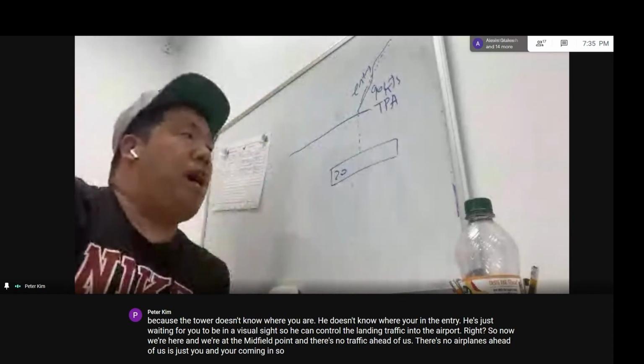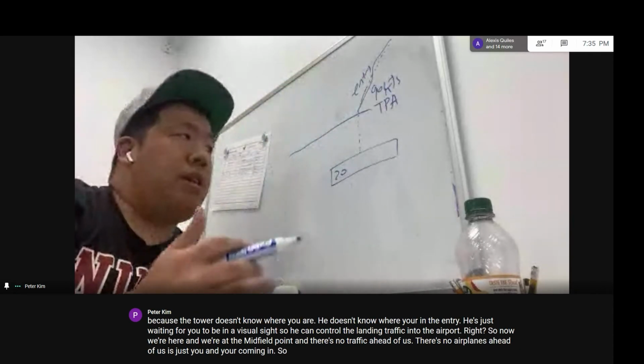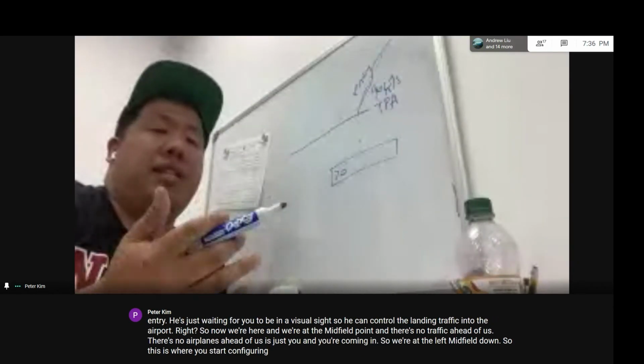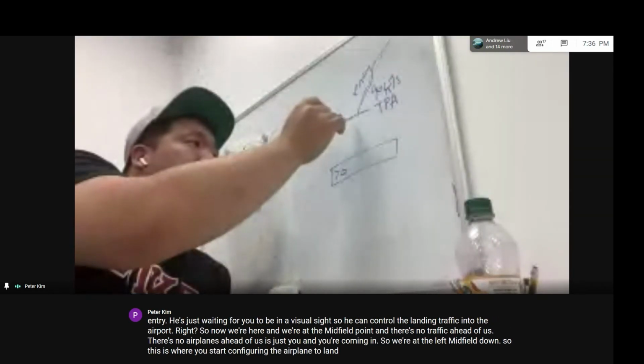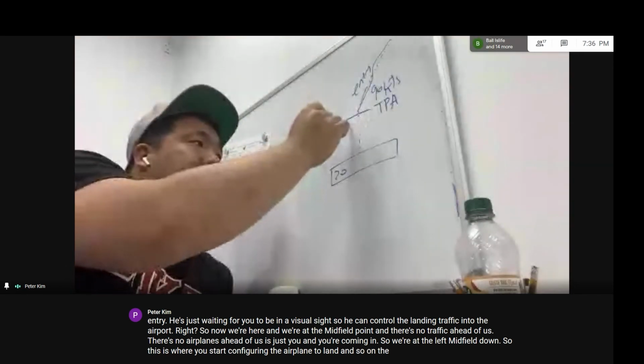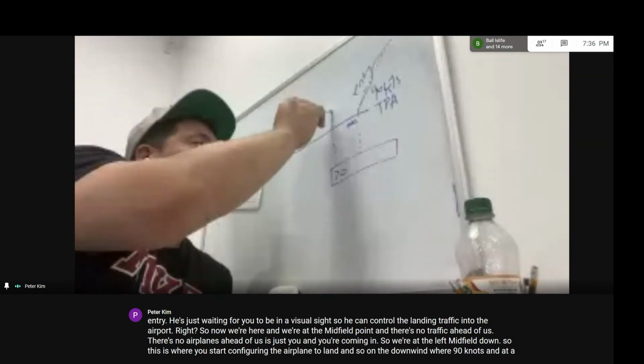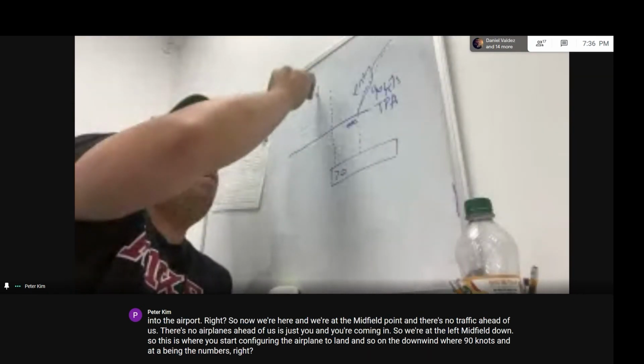So we're at the left midfield downwind. This is where you start configuring the airplane to land. And so on the downwind, we're at 90 knots. And at abeam the numbers, right? This is the abeam point.